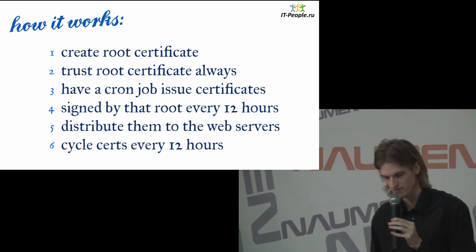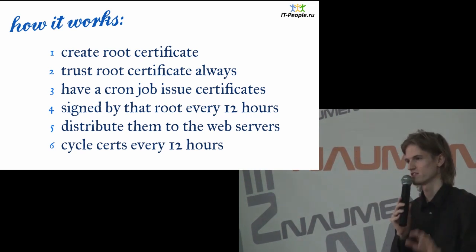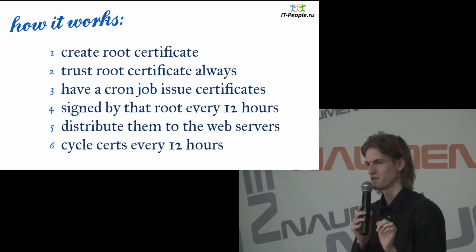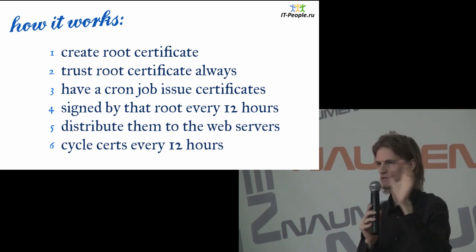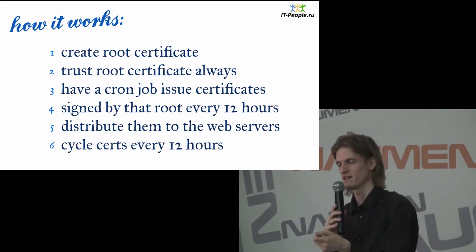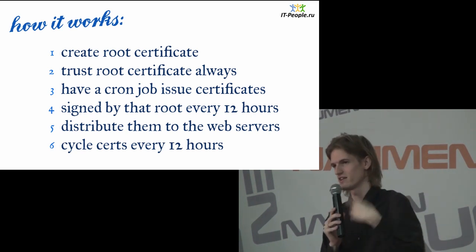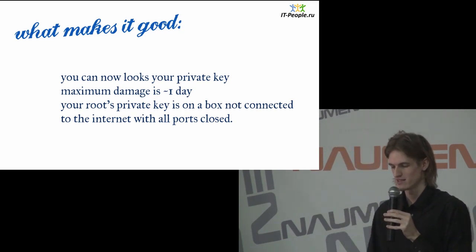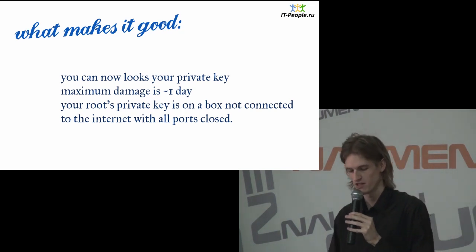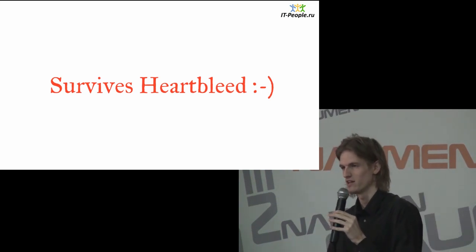So how does it work? Basically, you create a root certificate, and you sign it with your own key, and you always trust the certificate. So you have this root certificate embedded into your application. And you have a cron job that issues certificates on an isolated service with all the ports closed every 12 hours, and it sends them to all of your web servers. And this web server then uses that certificate and private key to sign the connections, and you cycle the certificates every 12 hours. It means that your private key, the really critical root CA one, is completely shielded off. So the maximum damage is really very close. And that would work. And it survives heartbleeds surprisingly well.